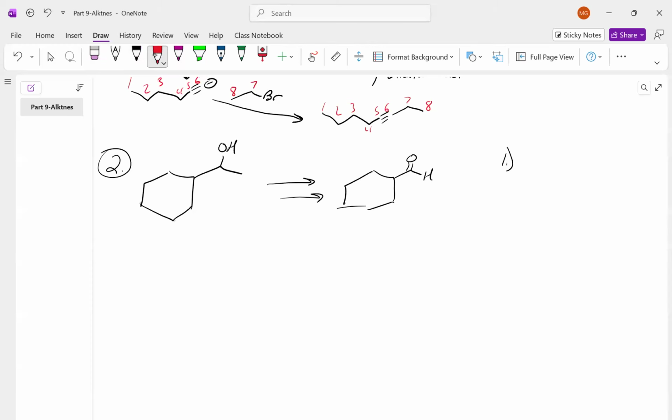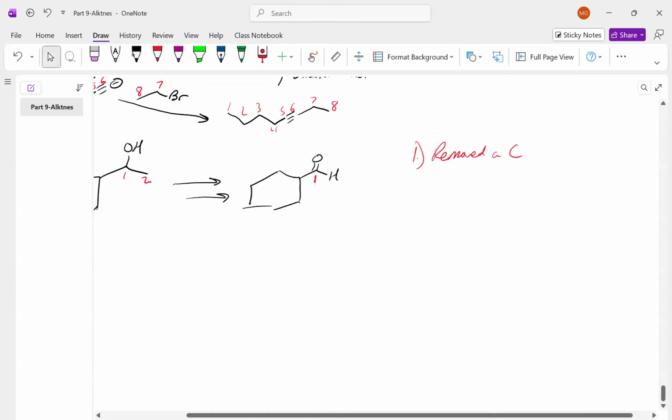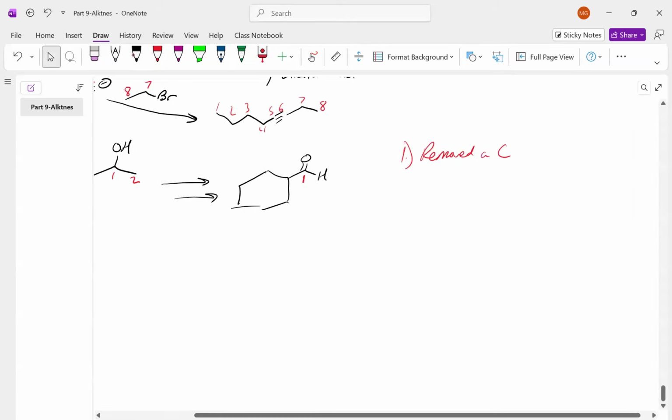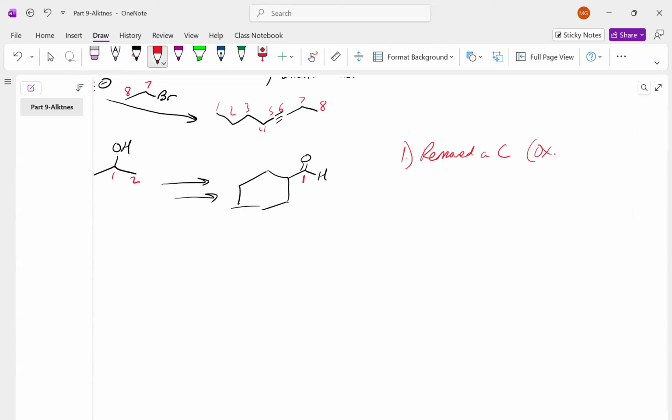Well, the cyclohexane looks the same, but if I count the carbons outside, I've got carbon 1 and 2 there. And how many carbons are outside the ring now? Just 1. So that tells me I removed a carbon. I'm going to ask you, what is the only way that you know how to remove carbons? Oxidative cleavage.